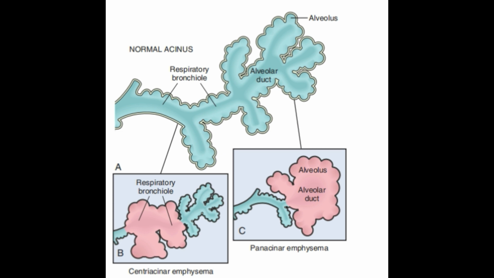Now we will see irregular emphysema. It is given this name because the acinus is irregularly involved, and it is almost invariably associated with scarring, such as that resulting from healed inflammatory diseases.